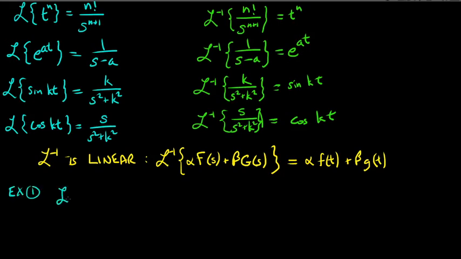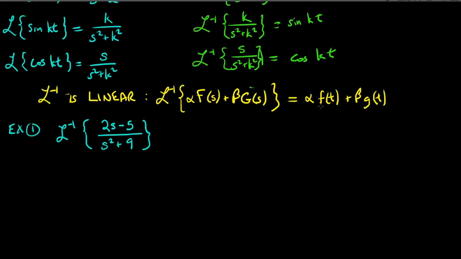How about the inverse Laplace transform of (2s minus 5) over (s squared plus 9). Again, there's no integral here. We're doing the inverse Laplace transform, but remember, it's linear, so we can split this up. We can treat this as 2 times the inverse Laplace transform of s over (s squared plus 9), minus 5, that's a 5, not an s.